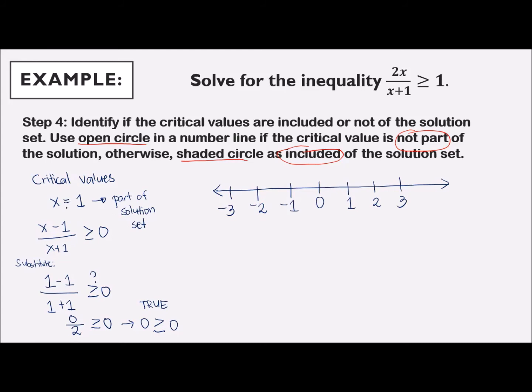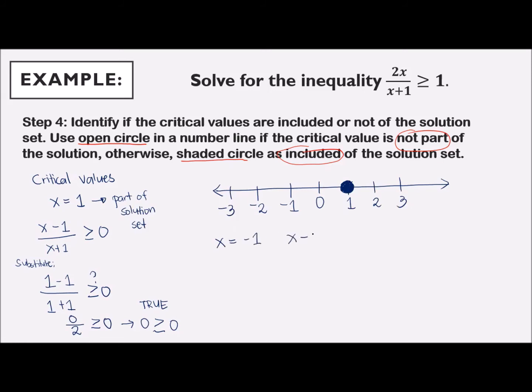So, nabanggit ko na kanina na si 1 ay part ng solution. So, gagamit tayo dahil part included siya. Shaded circle ang gagawin natin. So, andito si 1, shaded natin. So, ibig sabihin, parte siya ng ating values ng x. Okay? So, ang isusunod naman na itetest natin ay ang isa pang critical value, which is -1.